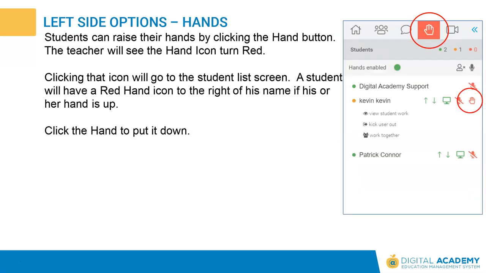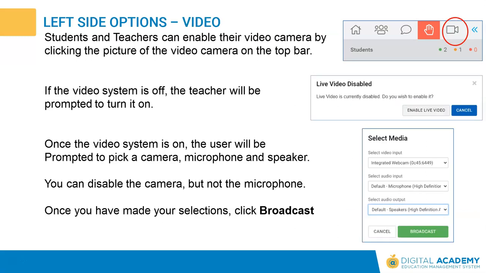When students raise their hands, the teacher will see the hand icon in red. Clicking that will take you to the student list where you will see which student has his or her hand raised. The hand icon will appear next to the name. You can put the hand down by clicking on the hand icon. You can also put all hands down by briefly disabling hands and then re-enabling it.